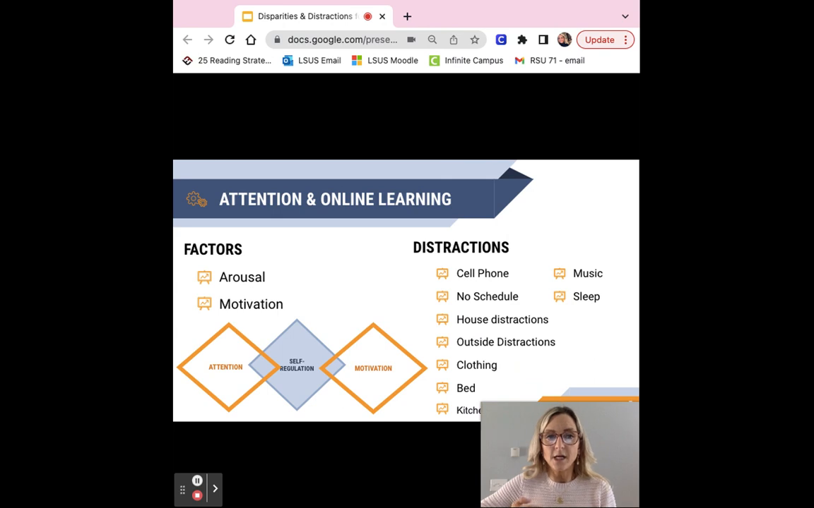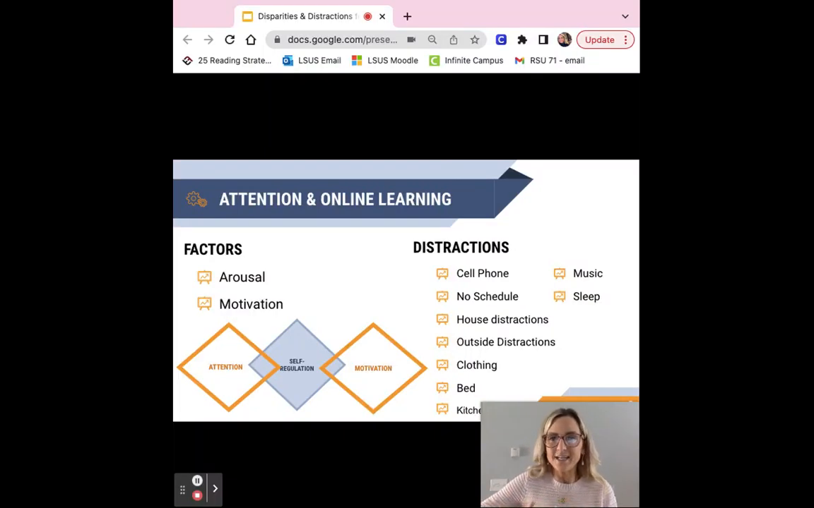Schedule. No schedule, rather. So, learning when you want, eating when you want, socializing when you want, not a real structured schedule like we had when our students were in person or when they chose to be in a traditional learning setting. House distractions: television, family members, pets, siblings, all of those things. Outside distractions: outside noises, neighbors, cars, dogs.